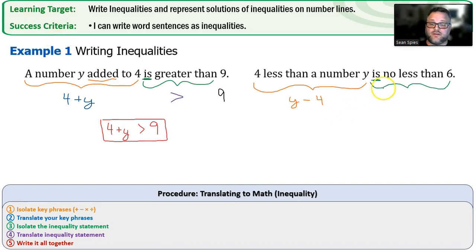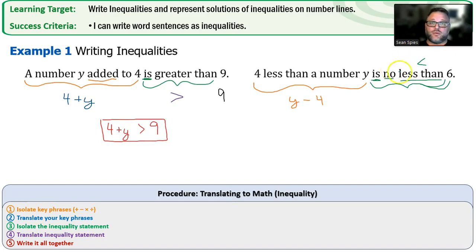So now we've isolated the inequality statement. The inequality statement is no less than. I accidentally put it over to the 6. It should technically end here because the 6 is by itself just like the 9 was. And we need to look at this phrase because it has a magic word called no. And it has the phrase less than. We have a symbol for less than, and it's this guy right here. But no, in this case, means the opposite of.